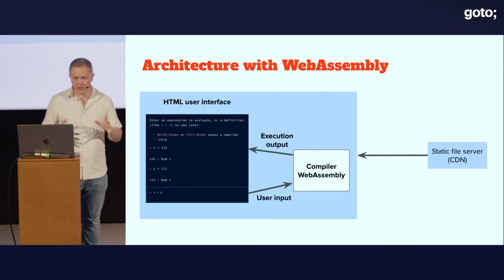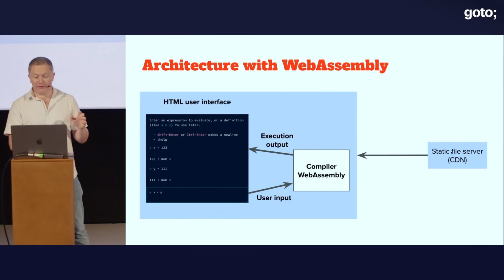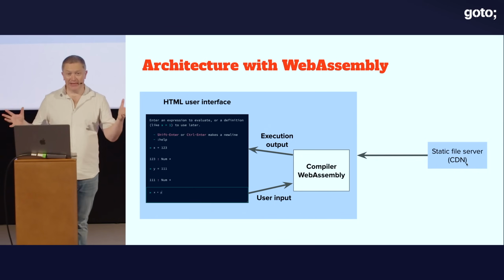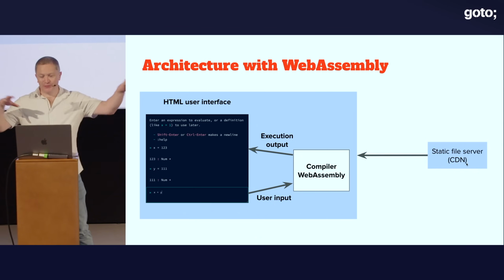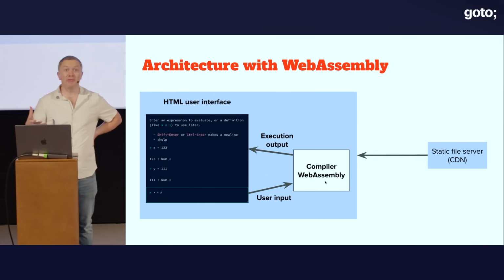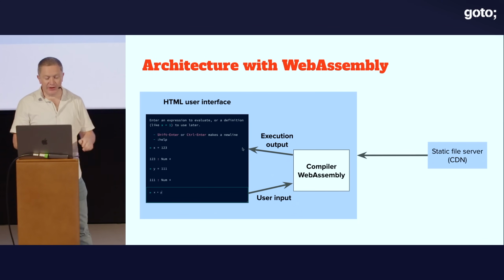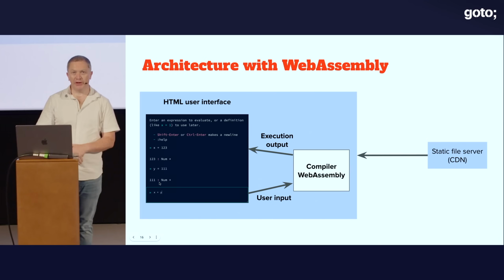So what we got out of using WebAssembly was this architecture where we just serve the website from a static file server, just like a CDN. These are pretty cheap, and they have replication all over the world and everything. You just load the entire front end, and it contains an HTML user interface that we were looking at. It's got an input at the bottom. You type in your code, it sends it to a compiler, which is in WebAssembly, in the same page, so it doesn't have to go out to a server. And the execution output then gets displayed on the web page.